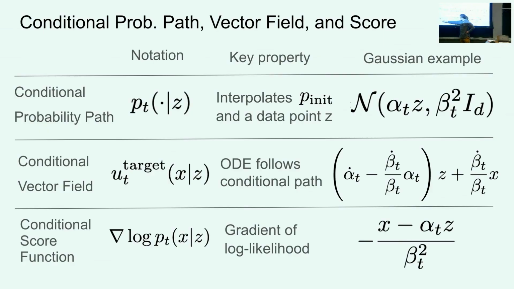We have the conditional score function, which was the gradient of the log likelihood, which in the Gaussian case just turns out to be a simple average again. So similar to this formula, this is a weighted average between z and x.